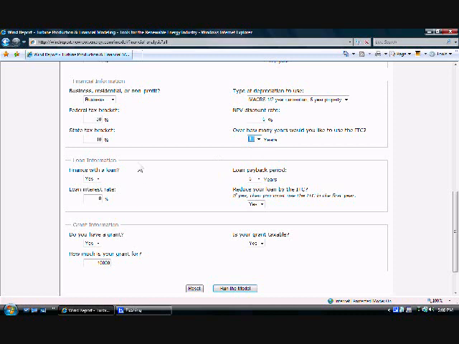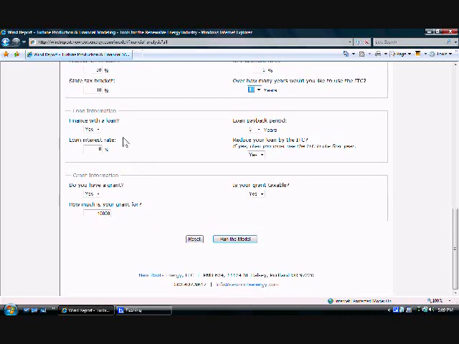The next section, Loan Information, asks you if you'd like to finance the project with a loan. If your answer is yes, select it, input the loan interest rate, and then select your loan payback period. Here we have 5 or 10 years. We'll select 5. Then you have the option of reducing your loan by the investment tax credit. If you choose yes, you must take the investment tax credit in the first year.